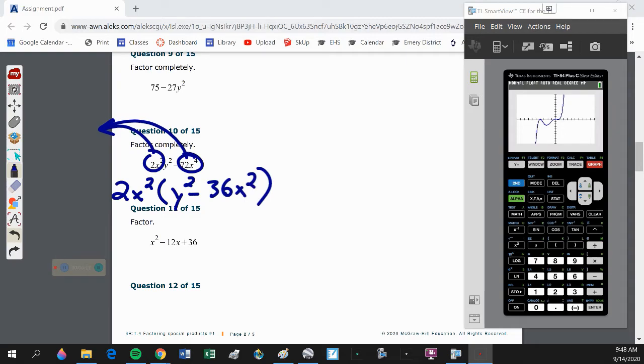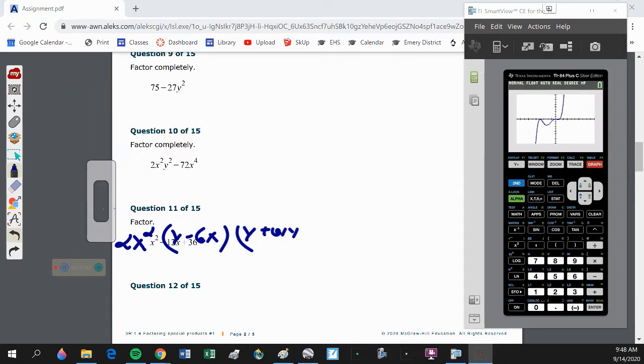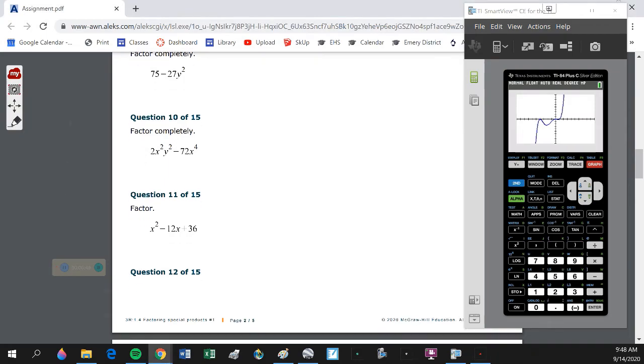You guys follow that? Okay. Now I have a difference of perfect squares. The 2x squared stays. And I get y minus 6x and y plus 6x. Do you guys understand that? Yeah? Do you need to see another one, or do you think you can handle it? Another one? Let's see if I got another one on here. If not, I'll just build one.